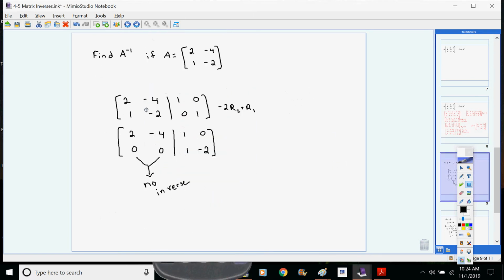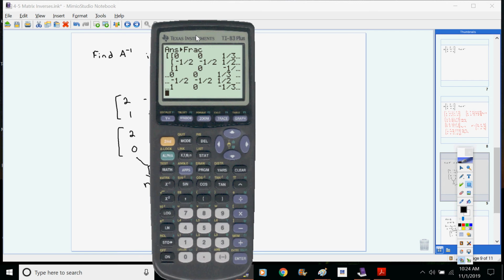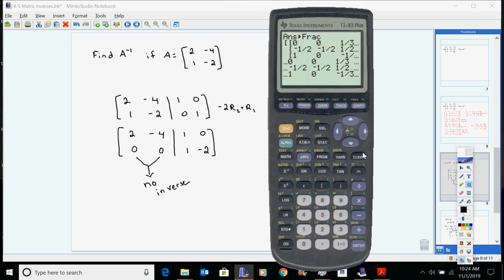Now right here for row operations, we find out that sometimes there is no inverse. And if we remember a little bit about row operations, negative 2 times R2 plus R1 would be where you start. And we find out that there's no inverse, but we could also use our calculator to find out that there's no inverse. So let's put in a new matrix.